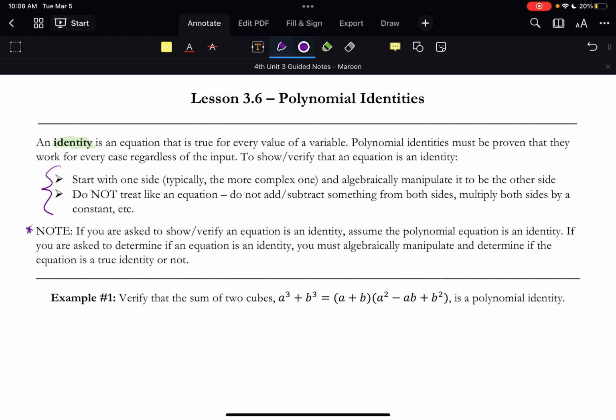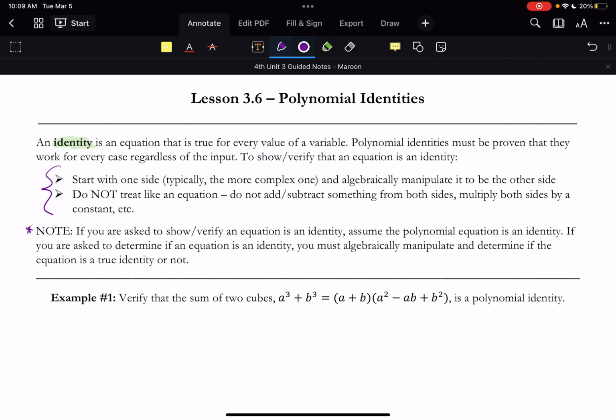All right, so lesson 6 looks at polynomial identities. An identity is an equation that is true for every value of a variable. These identities have to be proven to work for every case, regardless of what I substitute in for the variable. So we've been working with polynomial identities. We just haven't formally called them identities.